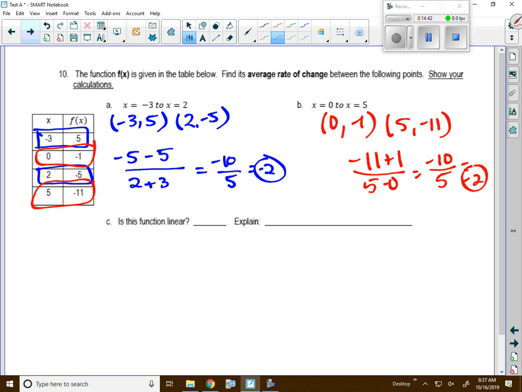All right. So what is it? What happens when the slopes are the same? It's linear. So is this linear? Yes, it is. Okay, and you tell me constant slope.